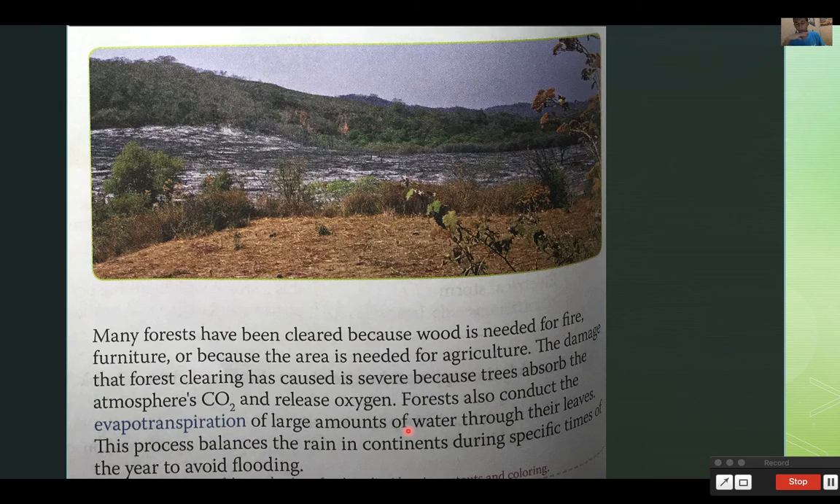Okay, what happens if we don't have trees? ¿Qué pasa si no tenemos árboles? We could die. Podríamos llegar a morir algún día.